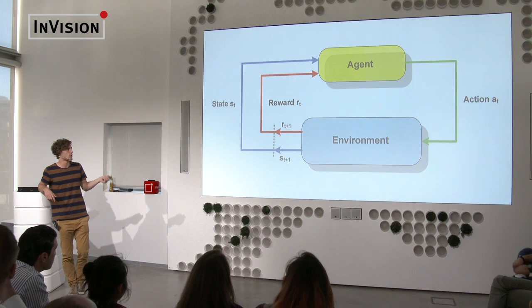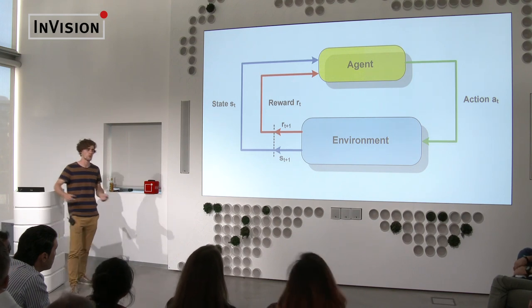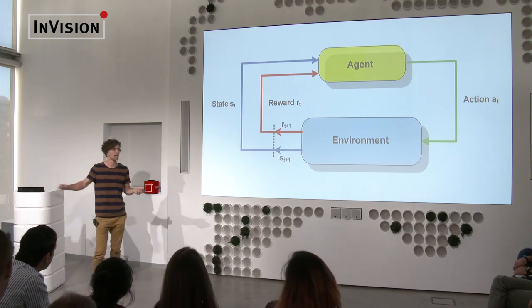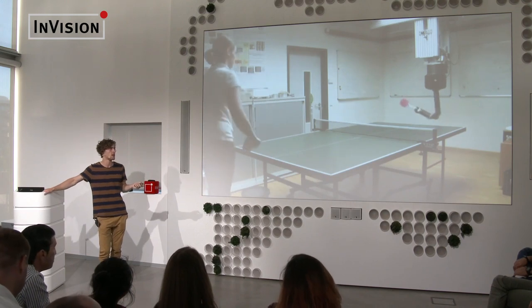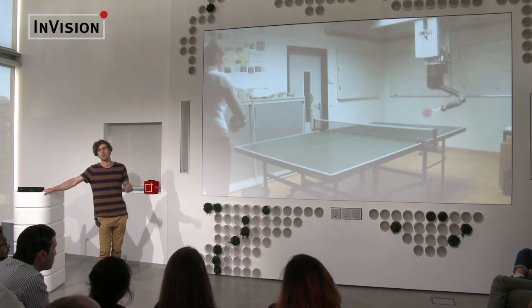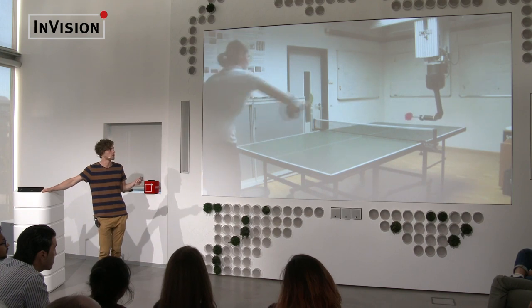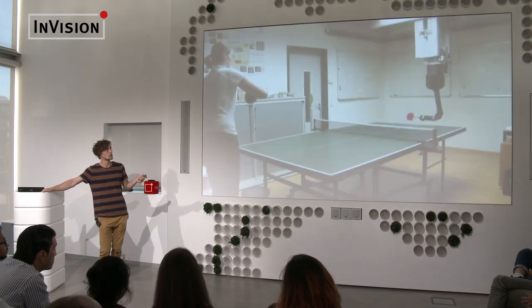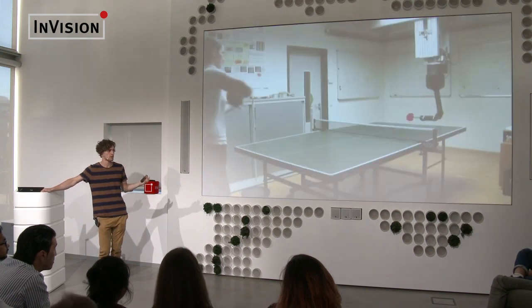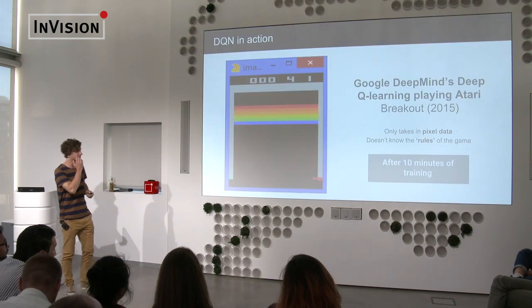And then what you get from your environment is usually what we call a reward, so you want it to do something. In this case, the reward could, for example, be, every single time you manage to hit the ping pong ball, you get a reward, right? And you want to train your agent so that it can learn to use the camera to be able to play ping pong. That's kind of the general idea.